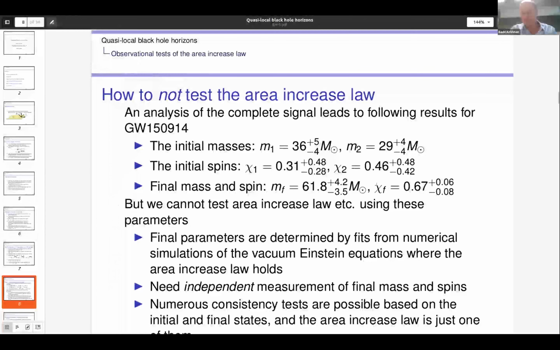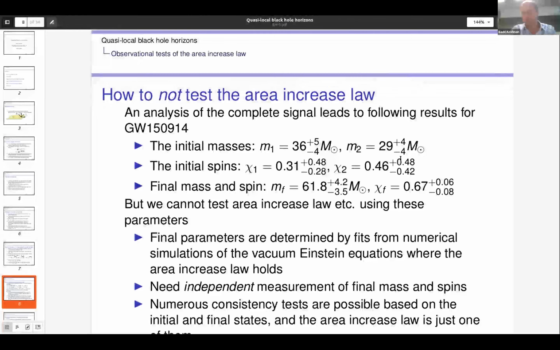And MF and chi-F were actually reported based on results from numerical relativity simulations of binary black holes. So these were fitting formulas in which you obtain MF as a function of these initial parameters and chi-F as a function of these initial parameters. And in these simulations, of course, these are within GR. So by definition, then in these simulations, the area increase law should hold.